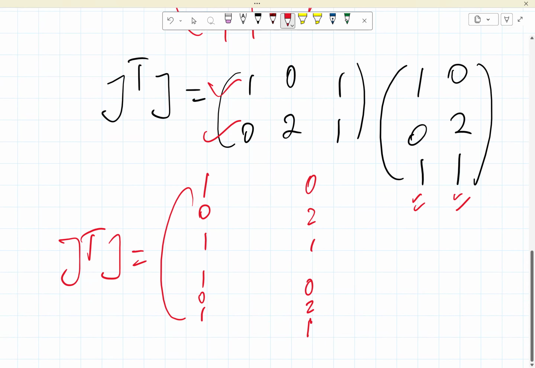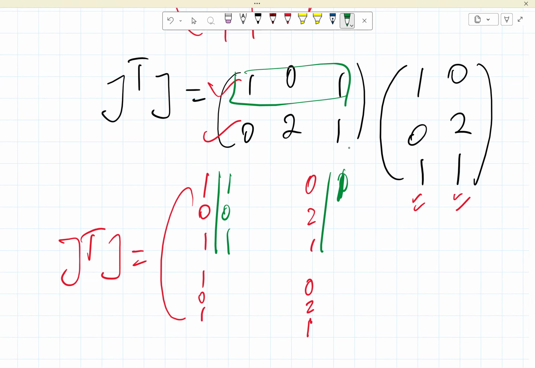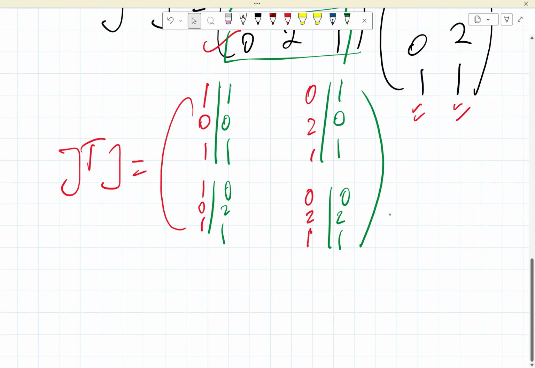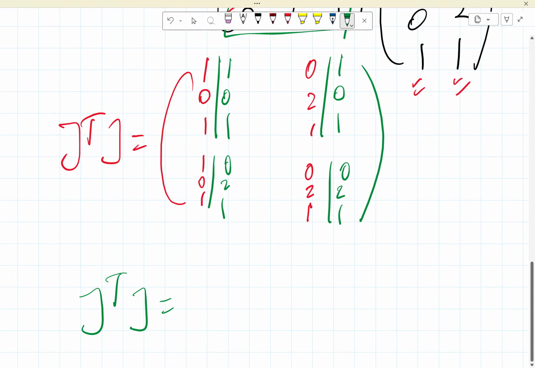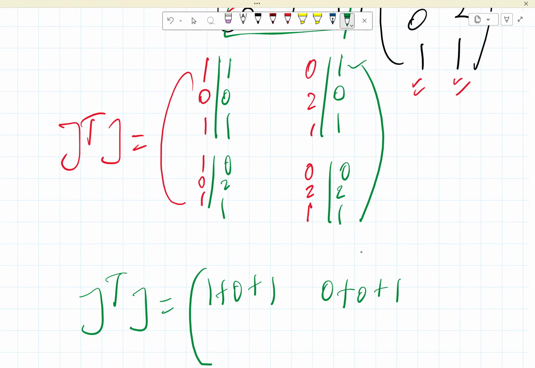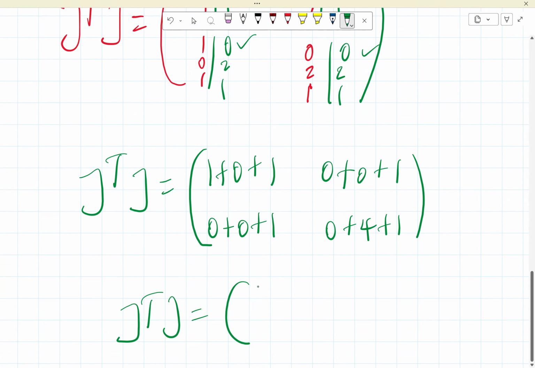Then we multiply these out. Row by column: 1 times 1 is 1, plus 0 times 0, plus 1 times 1 again, gives 2. Then 0 times 1 is 0, 2 times 0 is 0, 1 times 1 is 1, giving 1. Then 1 times 0 is 0, 0 times 2 is 0, 1 times 1 is 1, giving 1. And 0 times 0 is 0, 2 times 2 is 4, 1 times 1 is 1, giving 5. So J transpose J is equal to [[2, 1], [1, 5]].